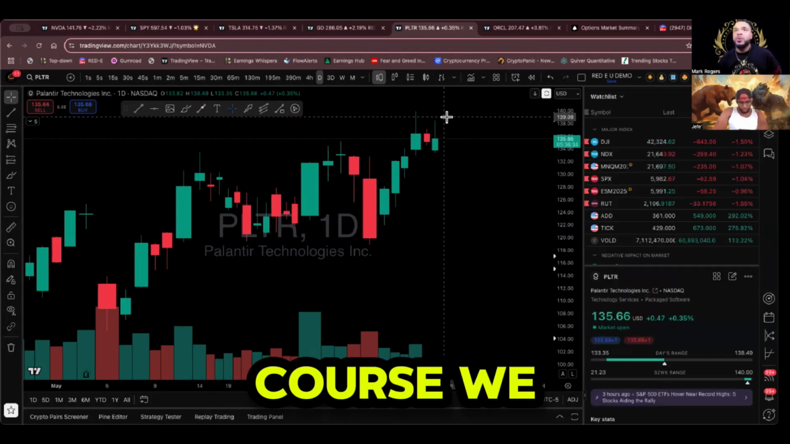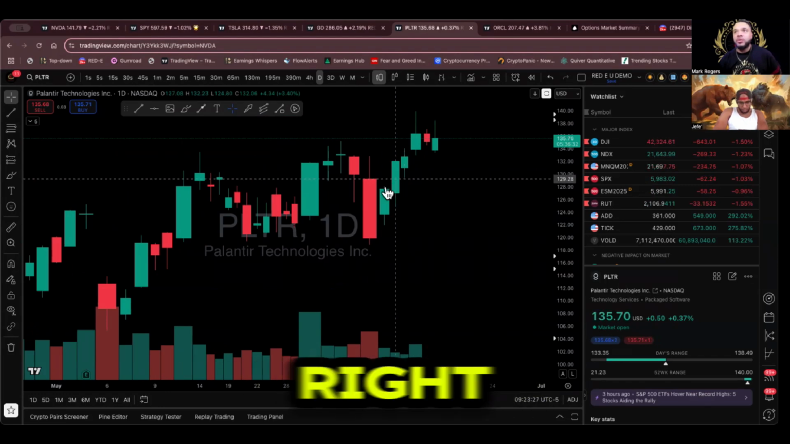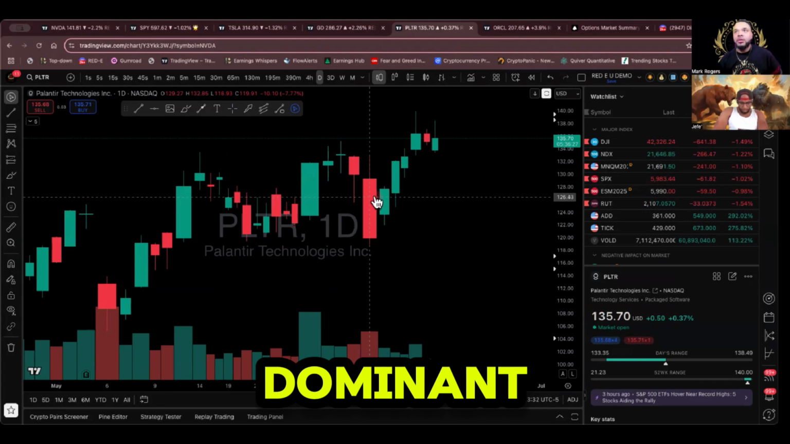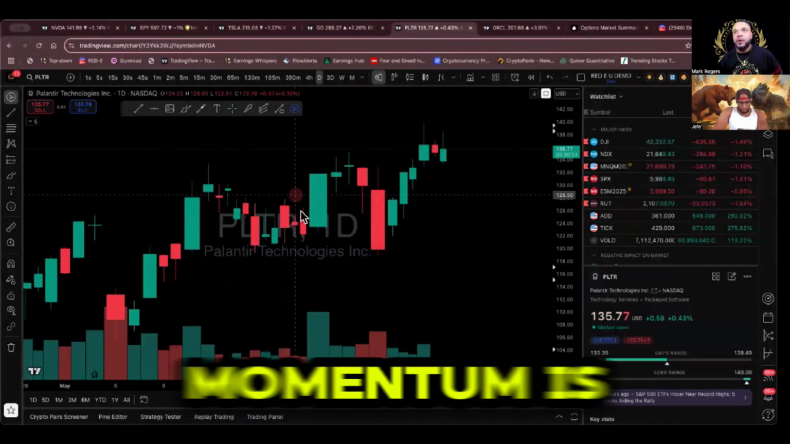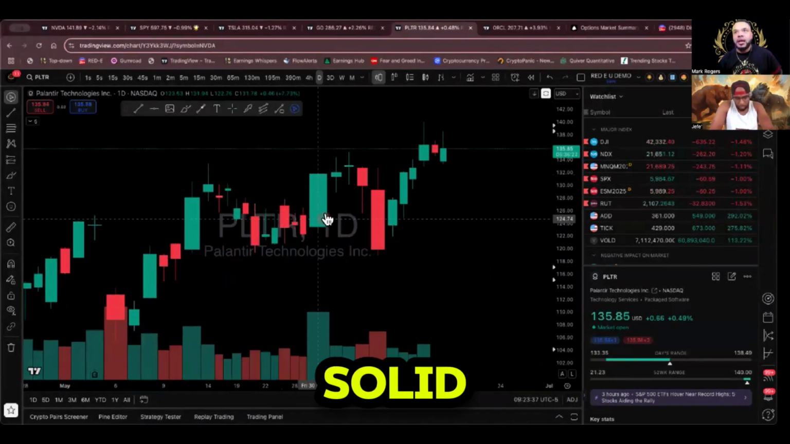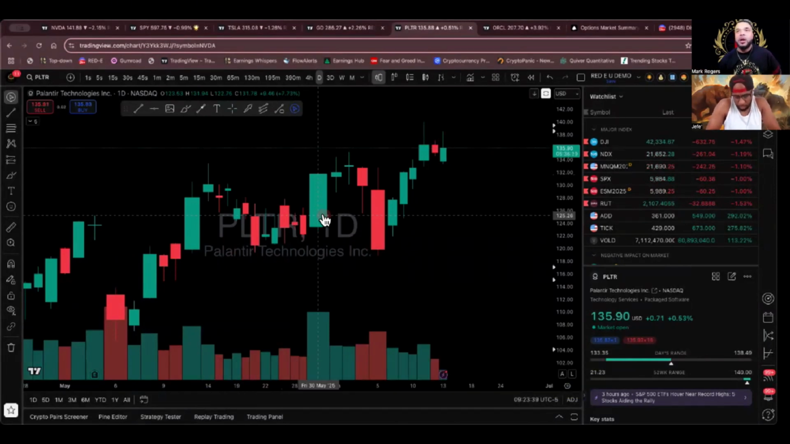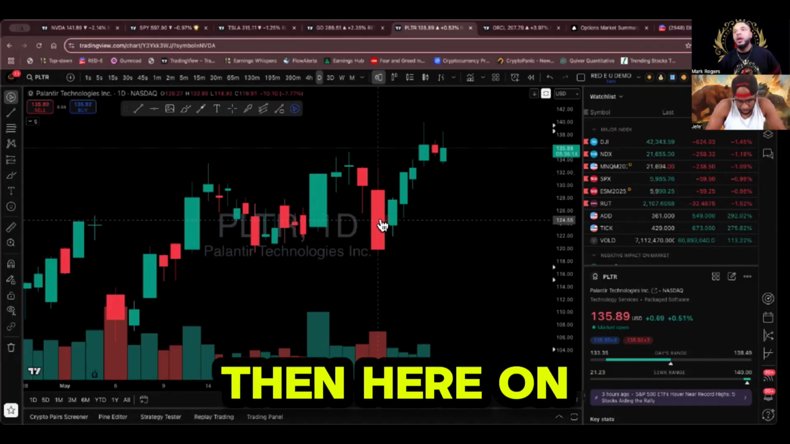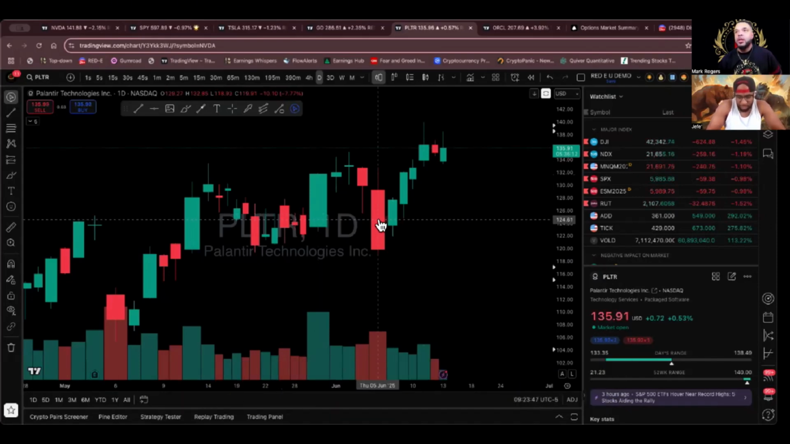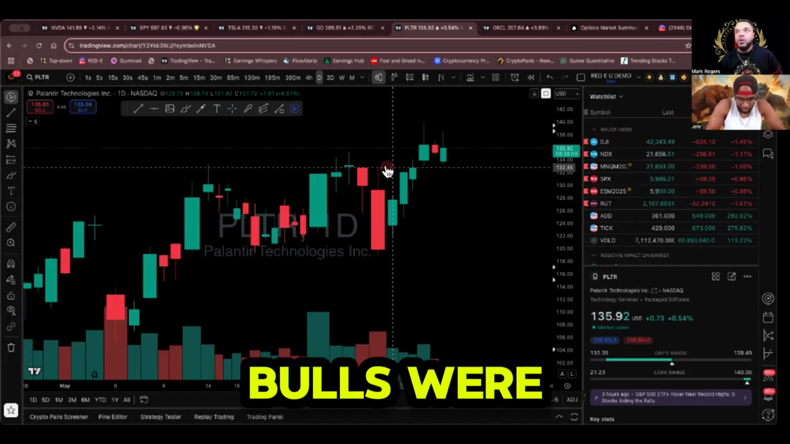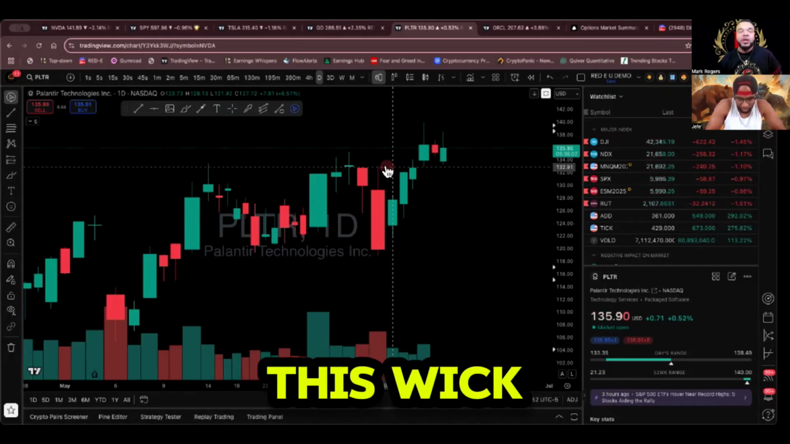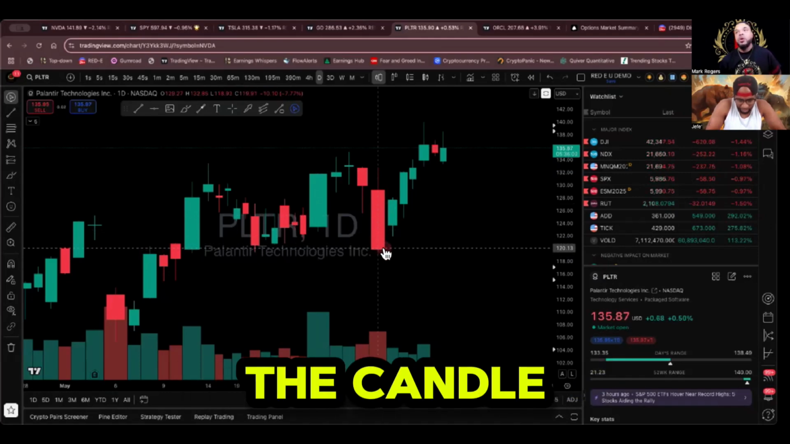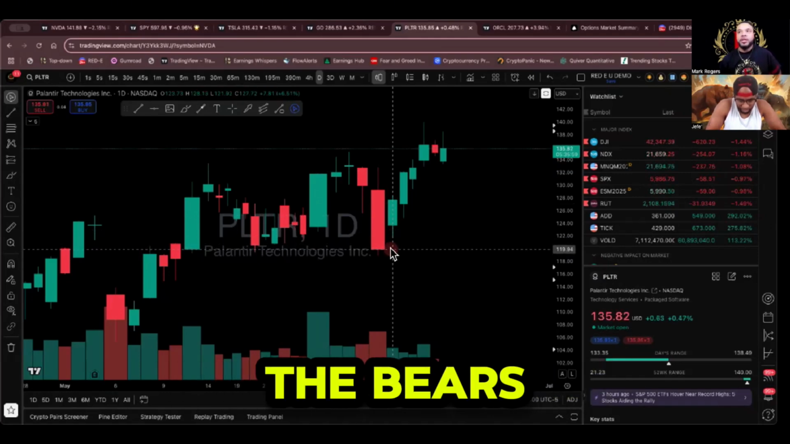And of course, we know when we're looking at our solid candles, wherever the body is of that candle, that's the dominant momentum. So if you have a completely solid candle here, we're looking at Palantir, on May the 30th, it had a really dominant uptrend candle. Then here on June the 5th, the bears had more control. The bulls were trying to pull it up, but this wick indicates that the bulls were trying, but more of the weight of the candle, the body of the candle, was to the lower part, indicating the bears had dominance.